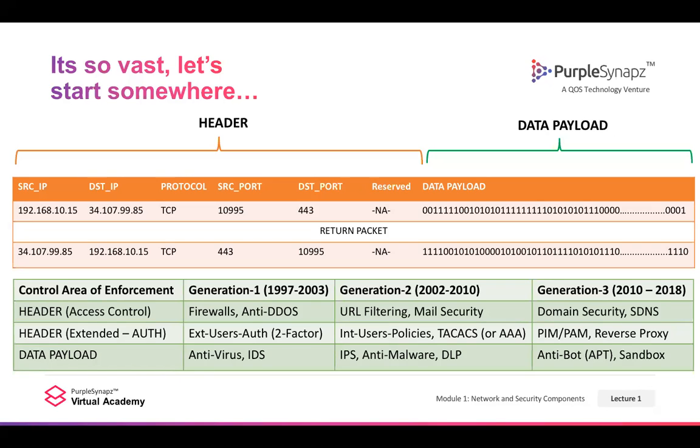Okay. Then coming to data payload. Now this is very interesting. The security of data payload is an ever evolving expectation. In generation 1, we used to see two very interesting security controls that were offering deep packet inspection. The first and foremost was antivirus, and the second was intrusion detection system.